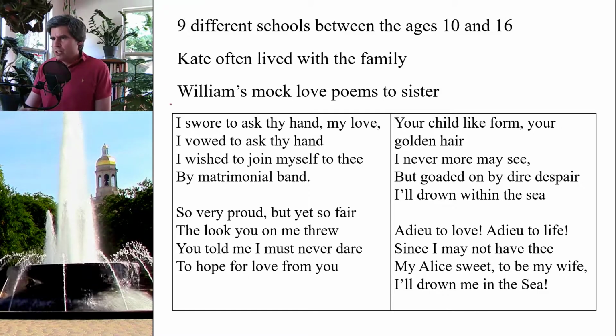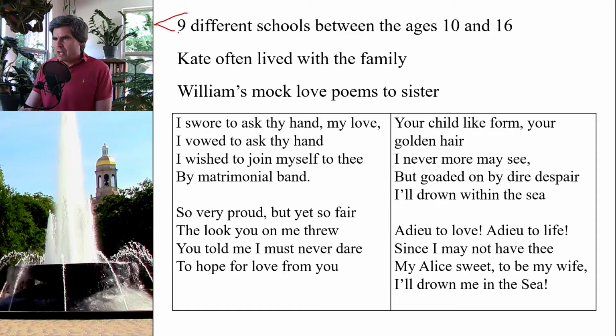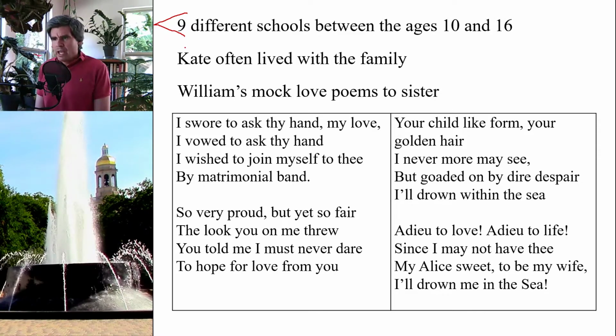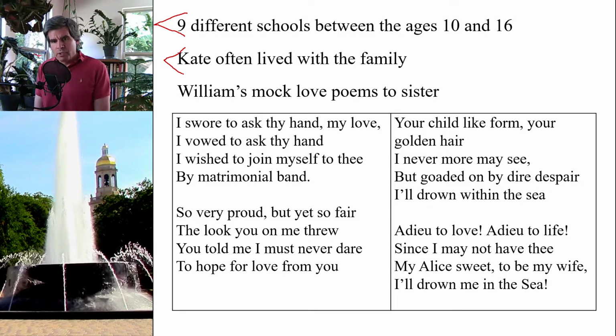So, as I mentioned, William James, the future psychologist, probably attended about 9 different schools between the ages of 10 and 16. And Kate, Mary's sister, often lived with the family. Now, it seems Kate was relegated to the role of taking care of the children. She functioned something like a full-time nanny for the family. Now, she didn't always stay with the family.